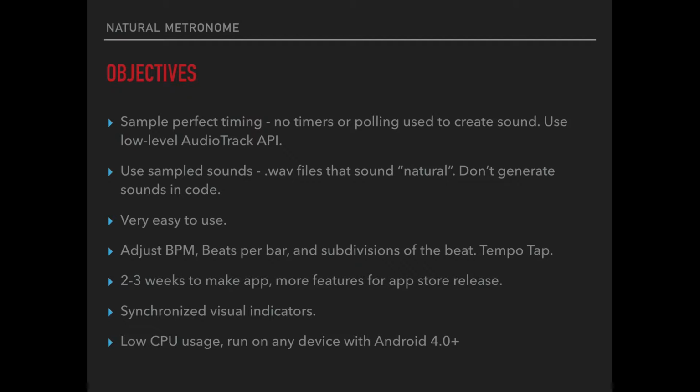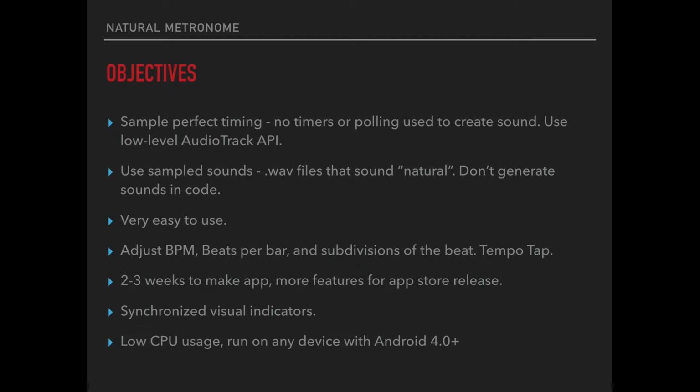For the app I made right now, the features are I can adjust the BPM, I can adjust the beats per bar. It accents the first beat of every measure, and you can also set the subdivisions of the beat. You can adjust all this while it's running. The code adapts to the new values. It also has a feature where you can tap the tempo in if you're listening to music. It's a fairly common feature on metronomes.